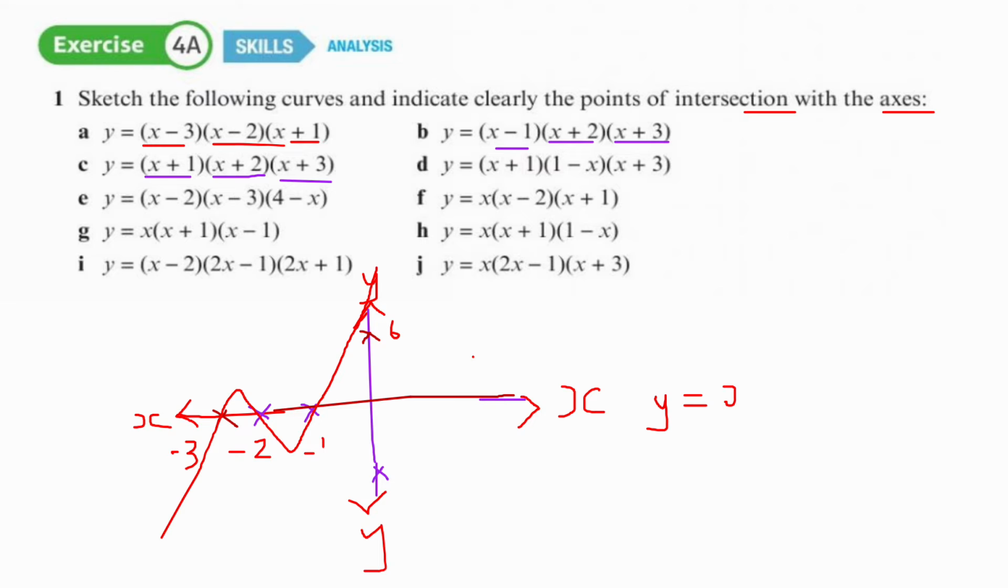So hopefully it's making sense so far. For part D, again, solving the equations, you have x equals -1, x equals 1, and x equals -3. So let's just keep those two there and just delete that little cross there.